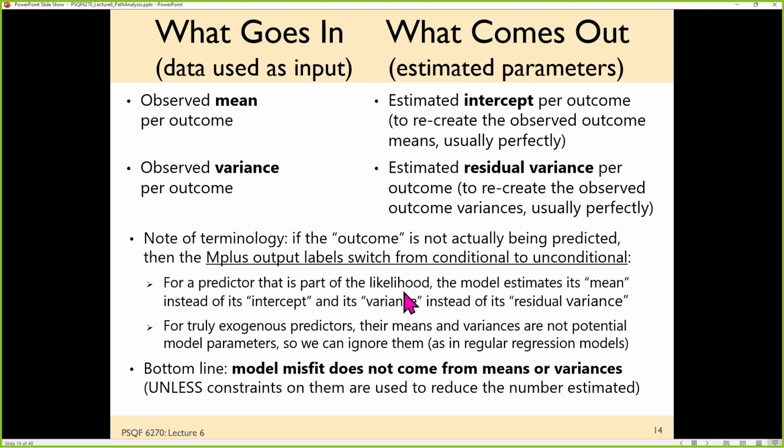software packages too. So if you have a variable that is not being predicted, you get a mean and a variance. If you have a variable that is being predicted, you get an intercept and a residual variance. Same concept though. So for this, most of the time, we would have a one-to-one correspondence and no degrees of freedom left over, which means we don't have room to be wrong.